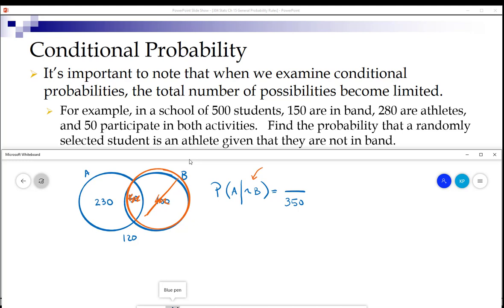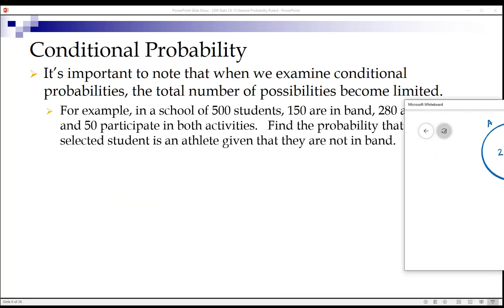And so who are the people who are both athletes and not in band? That's going to go in the numerator, and that happens to be these 230 people. And so in this case, the probability that we're going to randomly choose someone who's an athlete and not in band is 23 over 35 if we reduce that. And if we get a decimal, we're going to get 0.657, or approximately 65.7%.